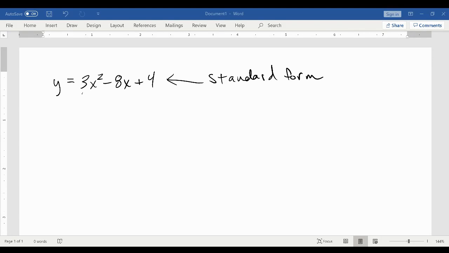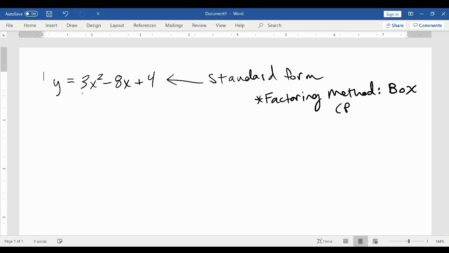In this first video, I am going to remind you how to change from standard form to factored form of a quadratic. And the strategy I'm going to use to factor is the box method. So I'm just going to write that off to the side. The factoring method is we're going to use the box.